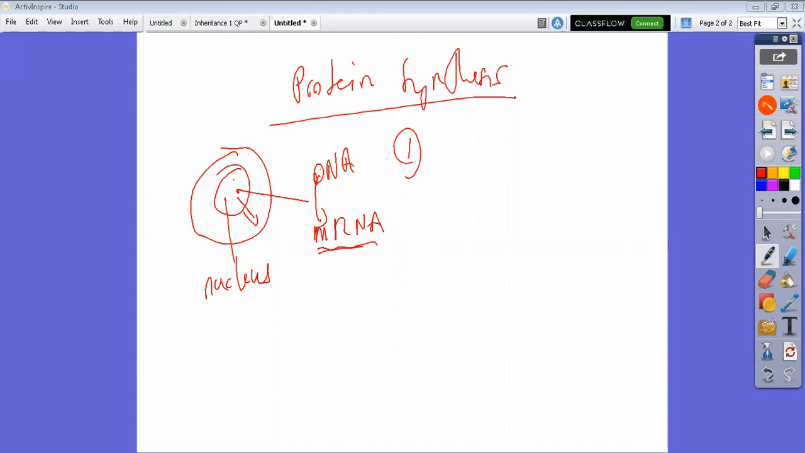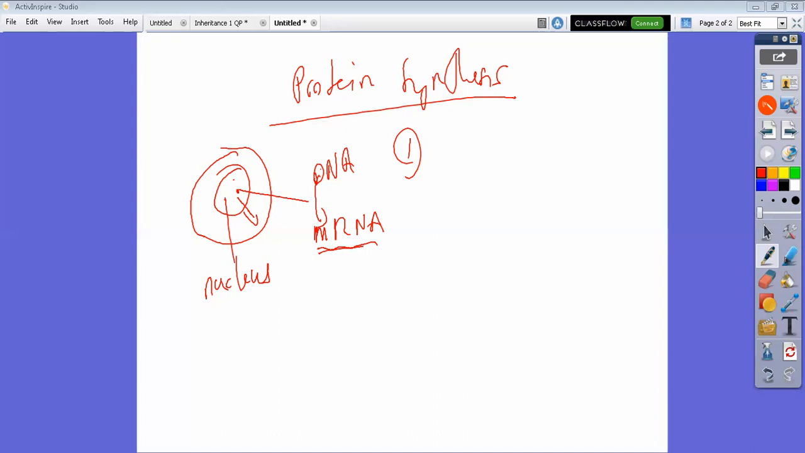The mRNA, small letter m, then the rest capital letters, attaches itself to the copy of the DNA and carries it to the cytoplasm. Clear?